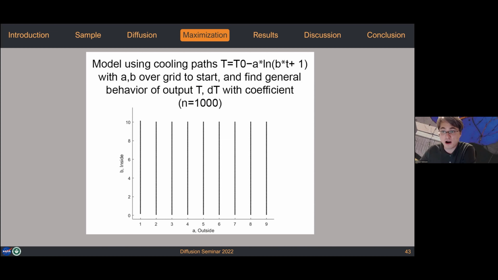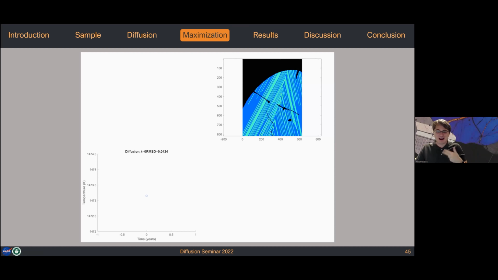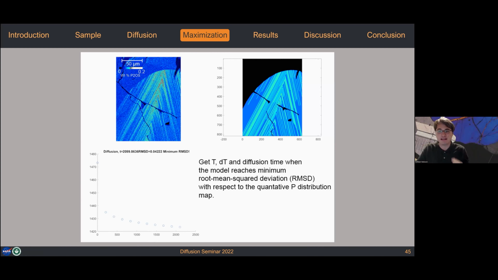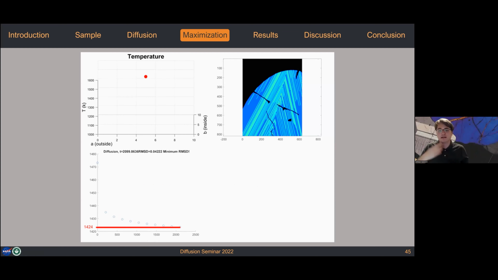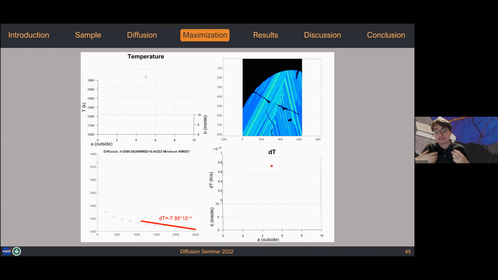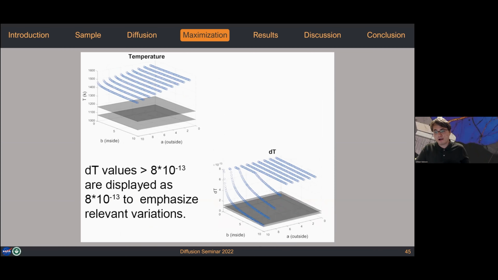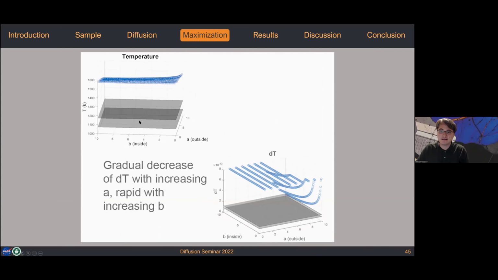So the first step in searching for our A and B coefficients is to create a grid. These might look like vertical lines. They're just a series of points, 1,000 points arrayed in a grid from 0 to 10. And at each one of these points, we're going to complete the entire diffusion chronometry model. So we're going to try to find that minimum RMSD and what the final temperature and final change in temperature is at minimum RMSD. On the slides, change in temperature is referred to as DT. Then we can pull out that A and B term and plot temperature versus A and B. As we do this many, many times over that whole grid, you'll see that these single points become surfaces. And we basically want, as we're looking at these surfaces, to intersect these two gray planes.